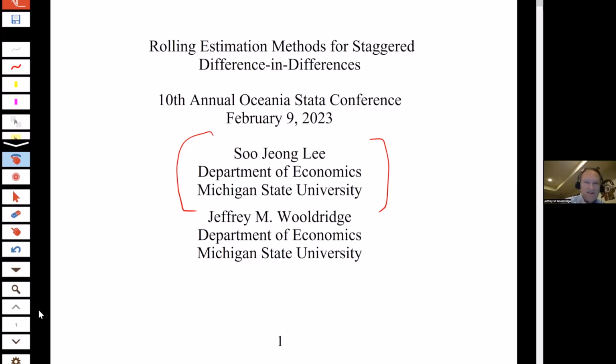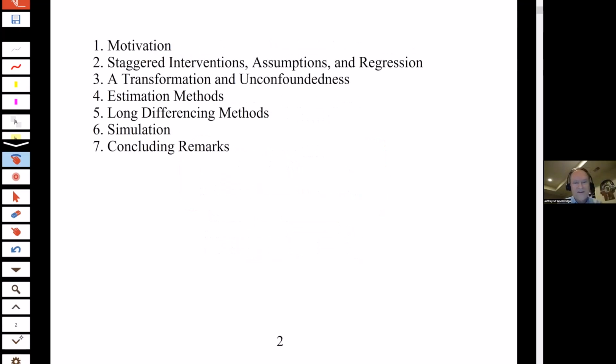Okay, so the question is, what are we going to do here? So there's the outline, and I don't have a real empirical example. I have some Stata code scattered throughout the slides with a simulated data set, and then I will show you the results of simulations just before concluding.